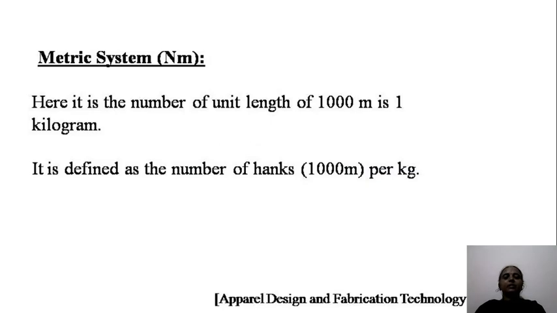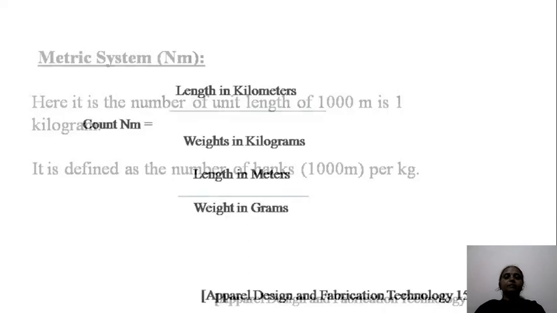Metric system, that is NM. Here it is the number of unit lengths of 1000 meters in 1 kilogram. It is defined as the number of hanks of 1000 meters per kg. In the English cotton system it is 840 yards in 1 pound, while here it is 1000 meters per kg.